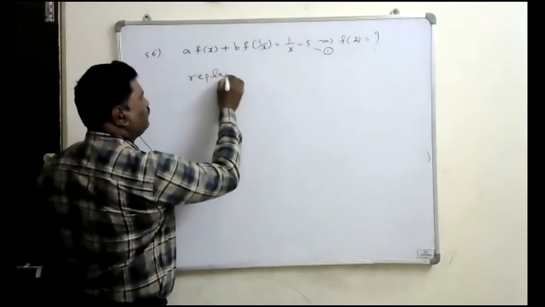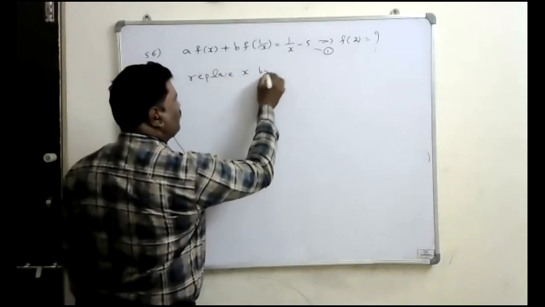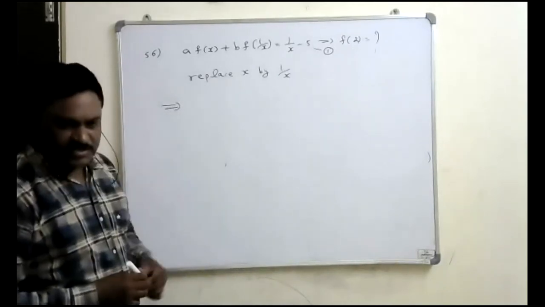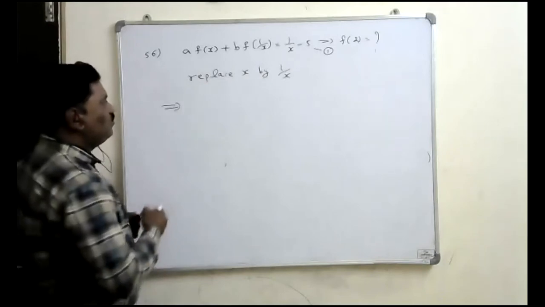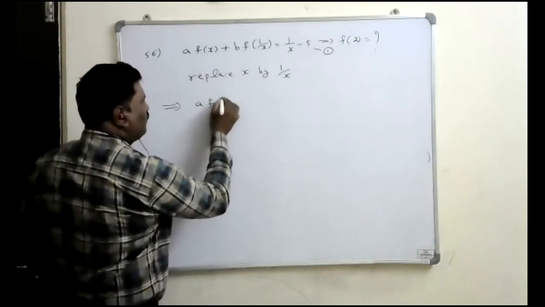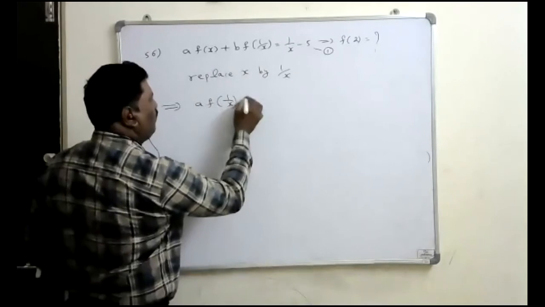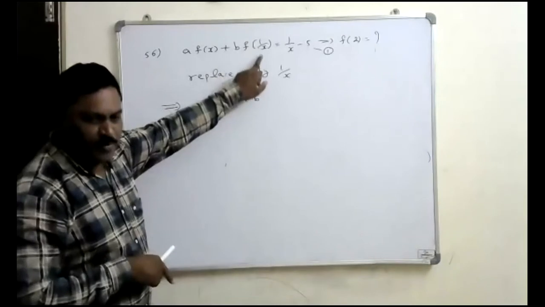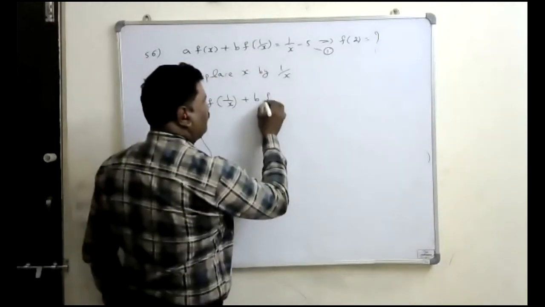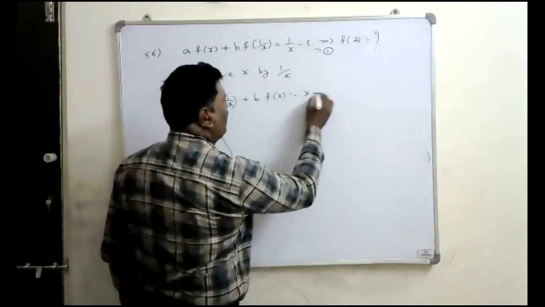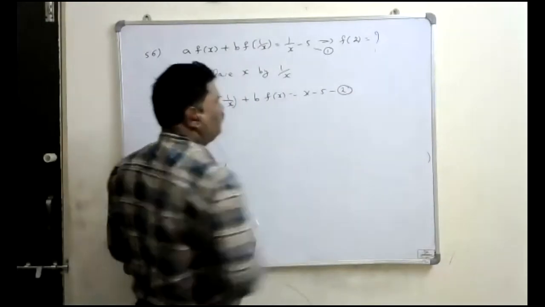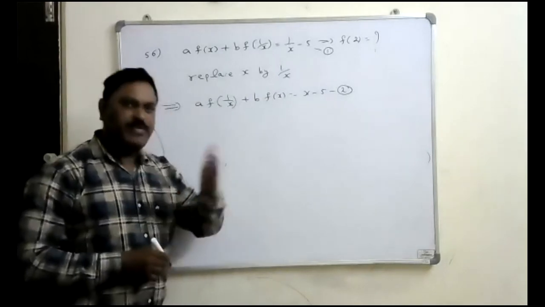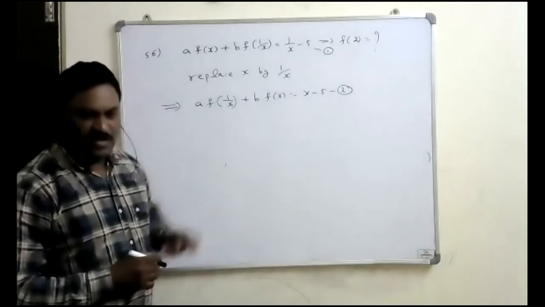Replace x by 1 by x. Then what are we getting? x का जगह में 1 by x substitute करो everywhere. क्या मिलेगा हमको? a into f of 1 by x plus b into f of x, since substituting 1 by x in place of x, 1 upon 1 by x is x, is equal to x minus 5. Call that equation number 2. So in the place of x, replace x by 1 by x, then ये equation मिलेगा.